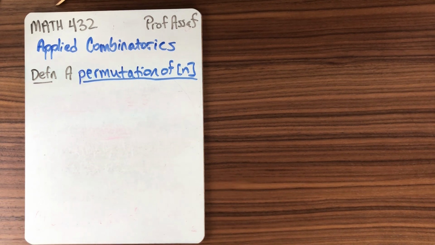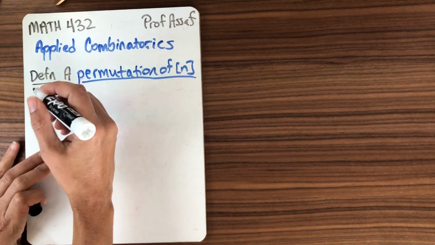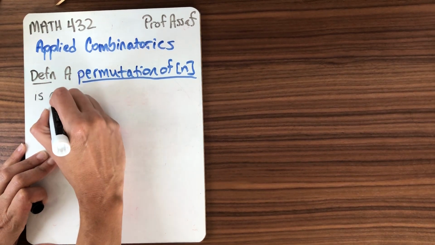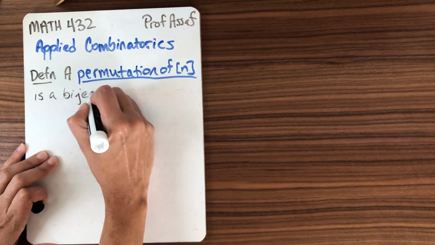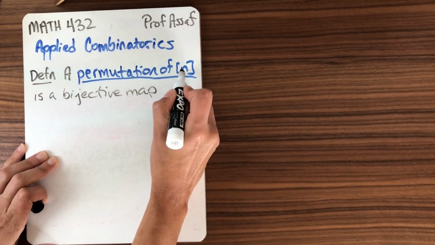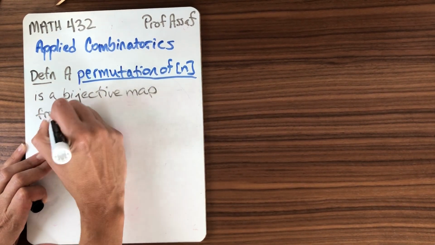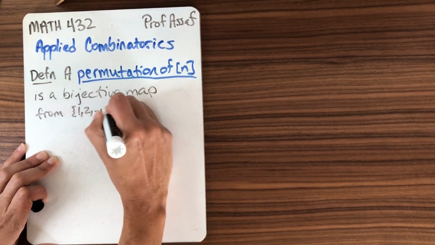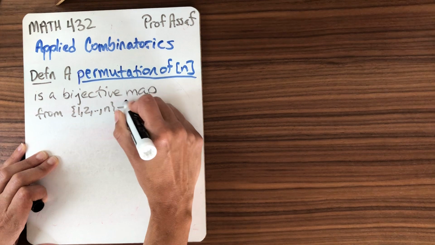So what I mean by a permutation of n is going to be a function. In fact, it's a bijective map. And since it's on n, we're going to say from the numbers 1 up to n to itself.